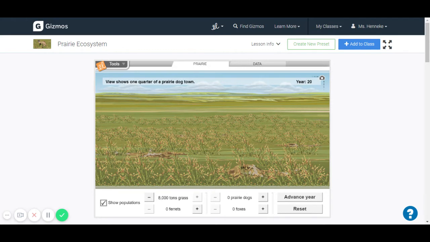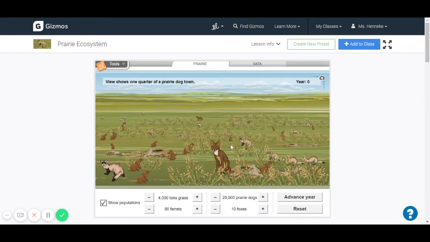I want you to ask yourself, did the grass survive or did it die? Exactly. We can see that there's more grass than what we started with. The grass kept growing. Notice that the grass kept growing because it still has what it needs to survive. There's still water coming down, there's still sunlight provided, and there's still carbon dioxide in the air. Let's reset and try this again.